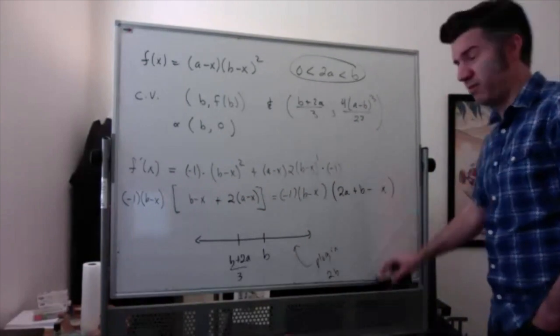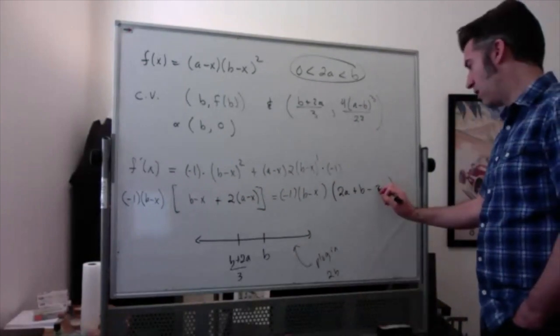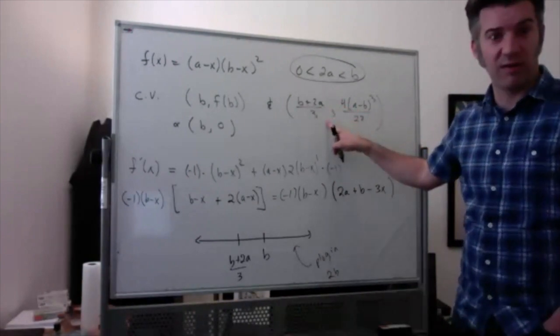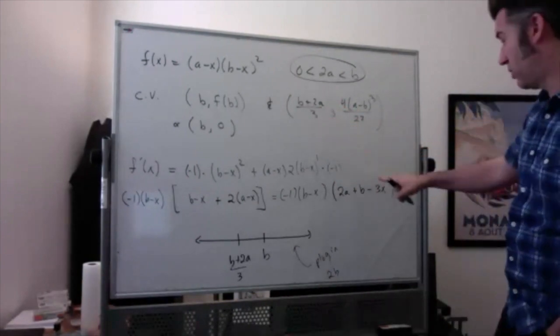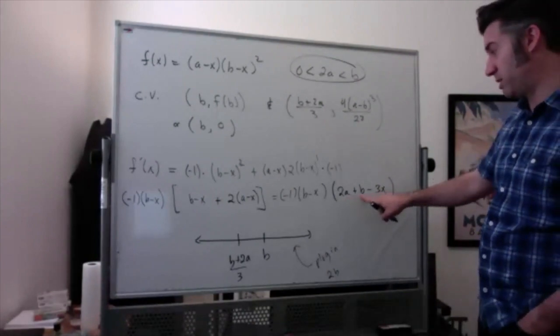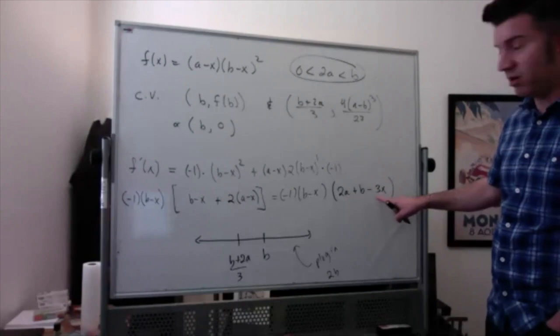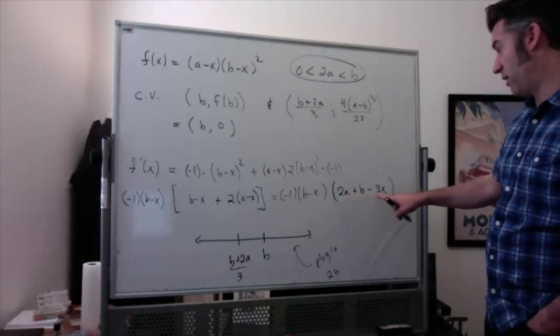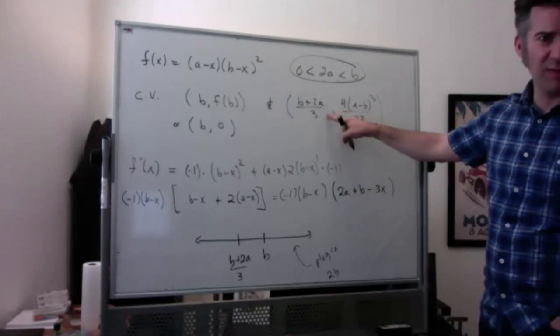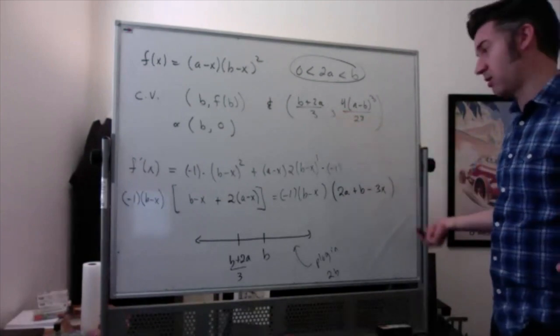Now, how did I know I made a mistake? Well, I knew that (b plus 2a) over 3 was supposed to be a critical value. So if I was trying to solve this part equal to 0, I should get 2a plus b divided by the coefficient of x here, which is 2a plus b divided by 3. But when I had a 2, I was like, oh, that's not matching up with that over there. So it's good to think about what's going on.